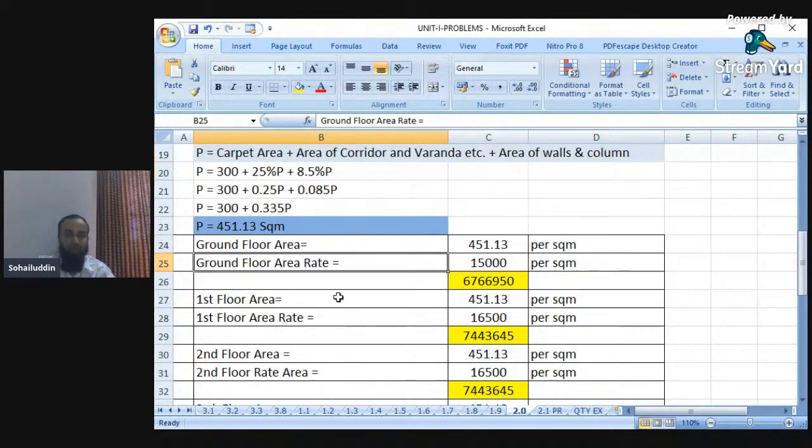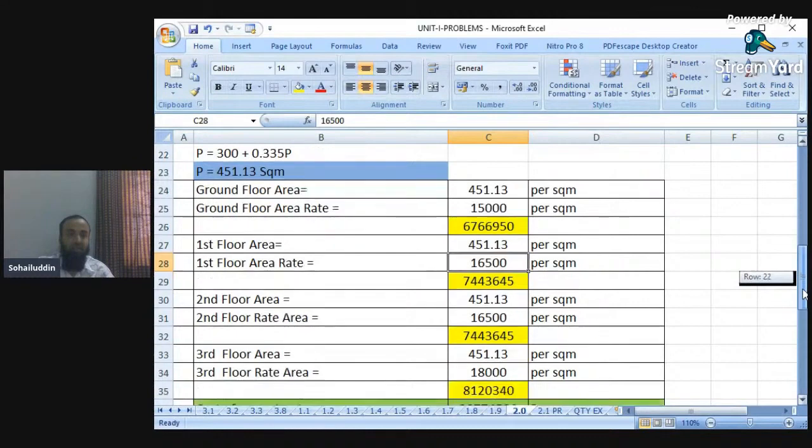Again, for the first floor the plinth area is the same, 451.13, but its cost is different. The ground floor cost is 15,000, but the first floor cost is 16,500. The area will be the same, but the cost is somewhat different, so the cost here is 16,500.